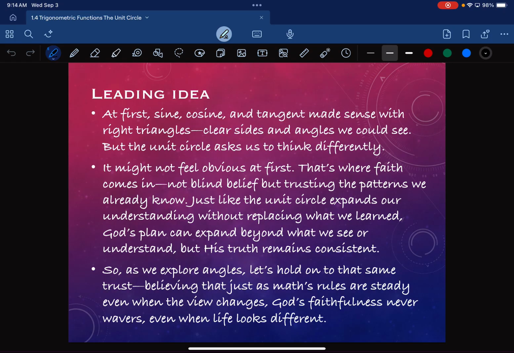Just like the unit circle expands our understanding without replacing what we've learned, God's plan expands beyond what we can see or understand, but his truth remains consistent. As we explore angles, let's hold on to that same trust, believing that just as math's rules are steady, even when the view changes, God's faithfulness never wavers, even when life looks different.